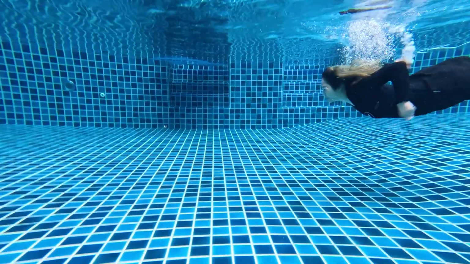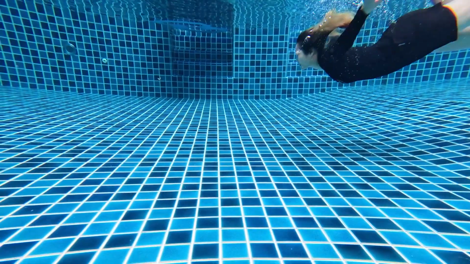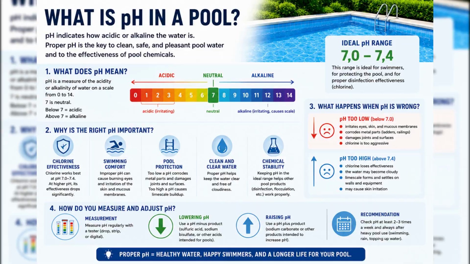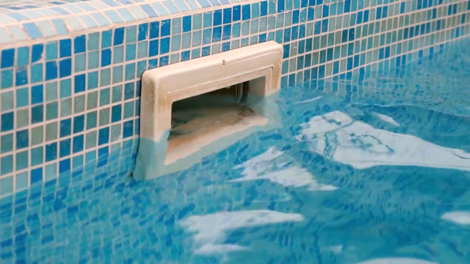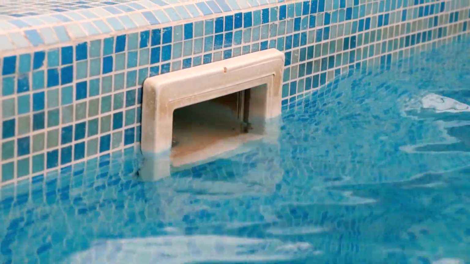But the effectiveness of chlorine depends heavily on another important measurement. pH tells us how acidic or alkaline the water is. Swimming pool water is commonly maintained somewhere around 7.2 to 7.6, although the exact recommended range depends on the pool system and local guidelines. Why does this matter? Because pH changes the chemical balance between different forms of chlorine in the water.